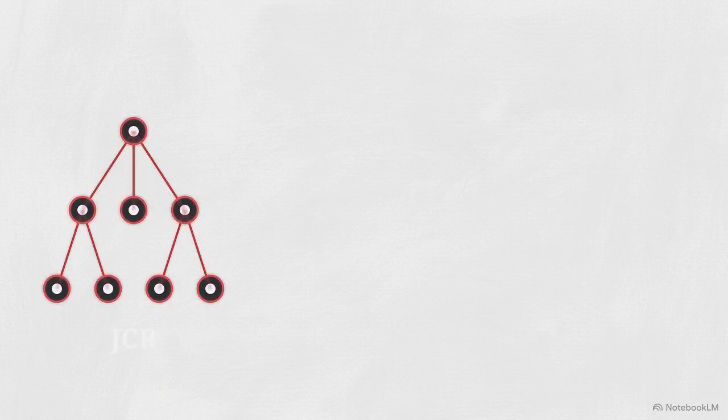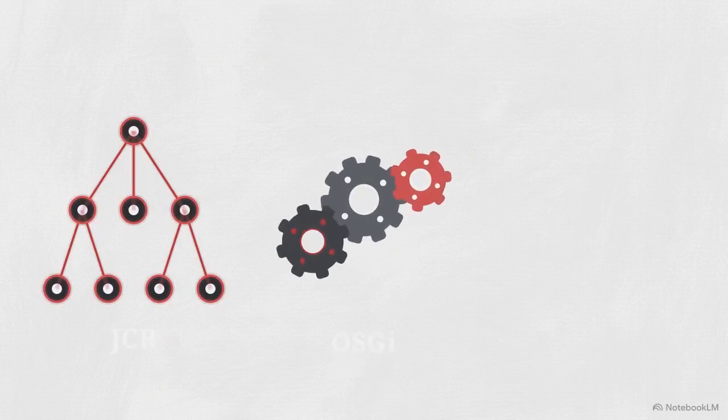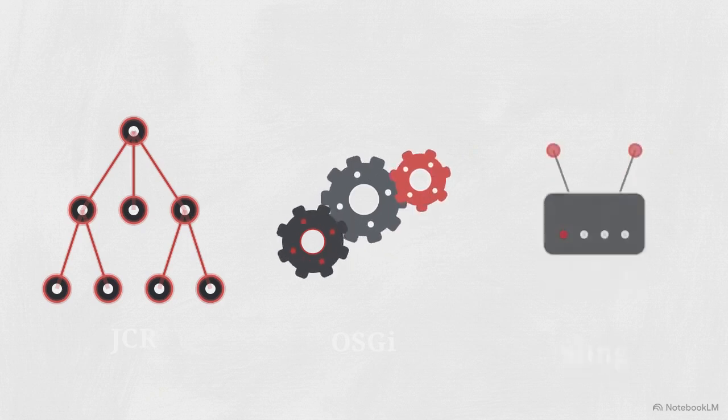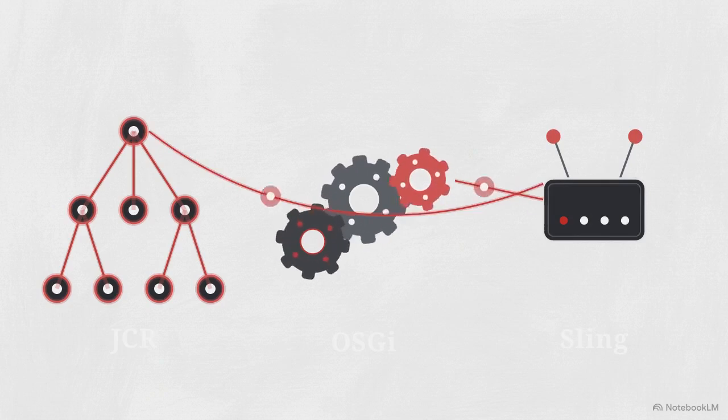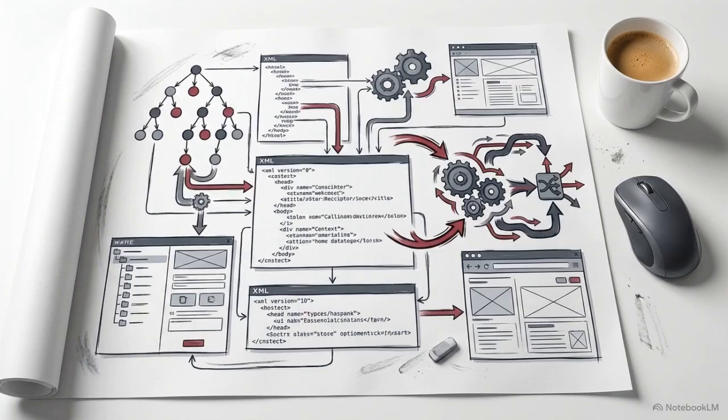First, the JCR acts as the main database tree. Next, the OSGI framework runs backend Java code. Finally, Sling acts as the URL router, directing web requests to either system. Aligning these three systems gives you the blueprint to extend AEM far beyond its out-of-the-box capabilities. Let's start building the interface.